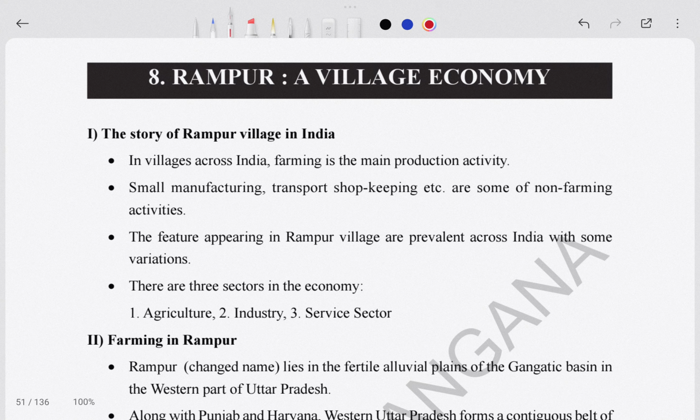So today we are going to talk about our Telangana State Board Social Studies chapter Rampur, a village economy. In this one we are going to see all the important and repeating questions of the Telangana State Board which have already come in your board examination.